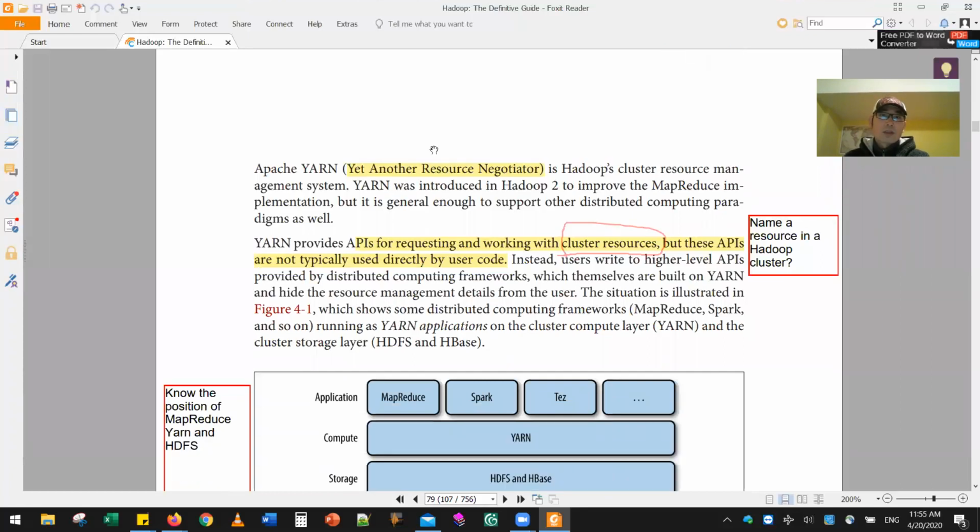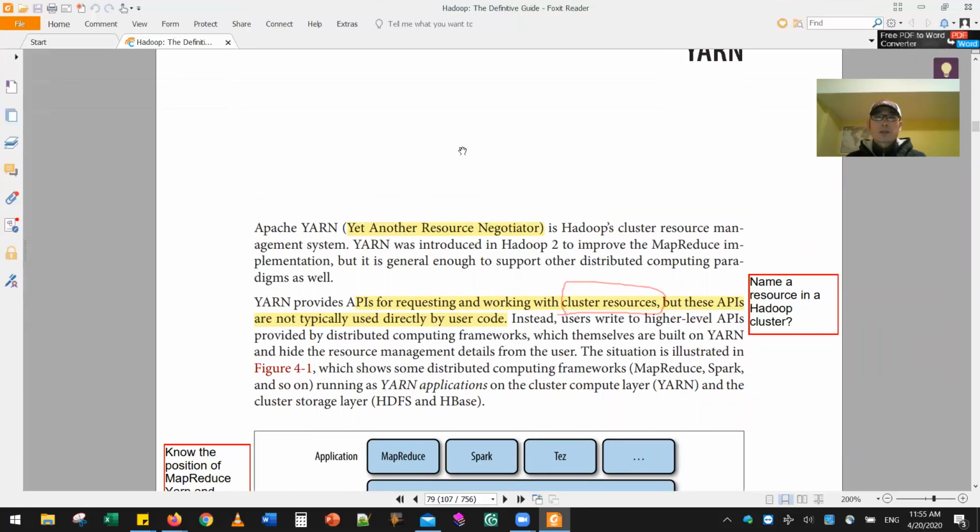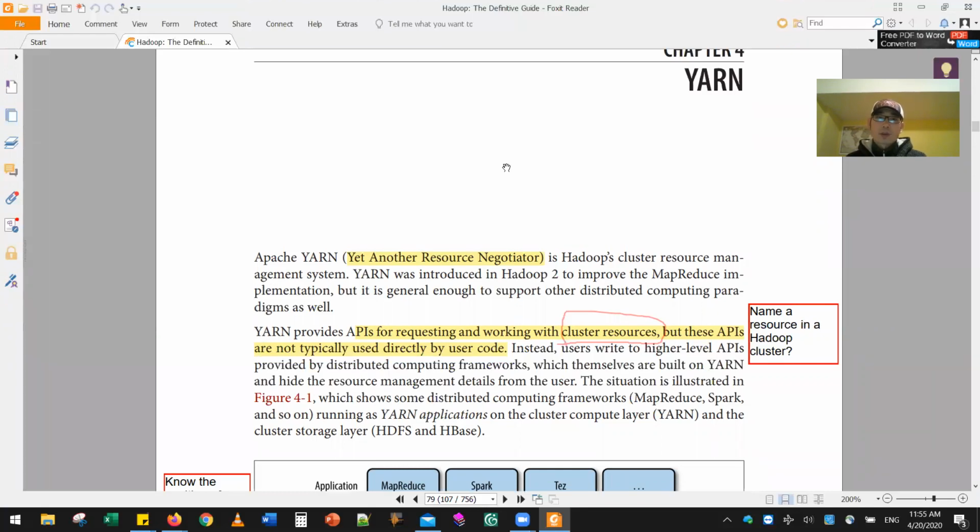YARN, first of all, is the short name. The full name is called Yet Another Resource Negotiator.